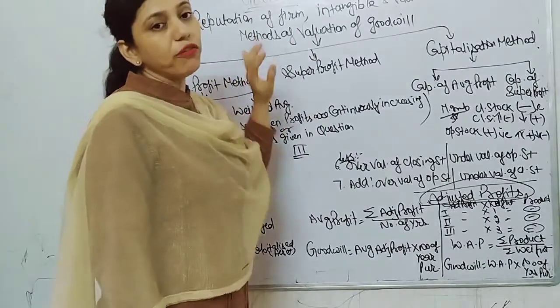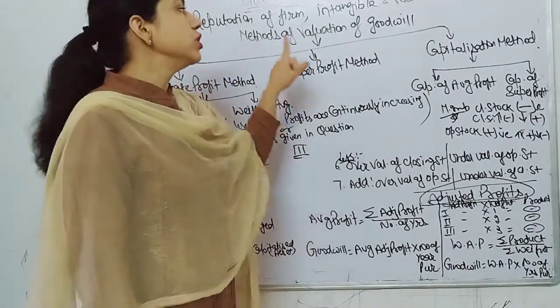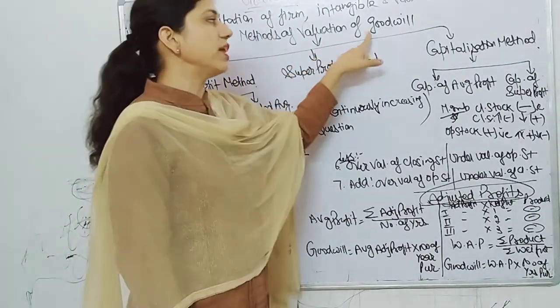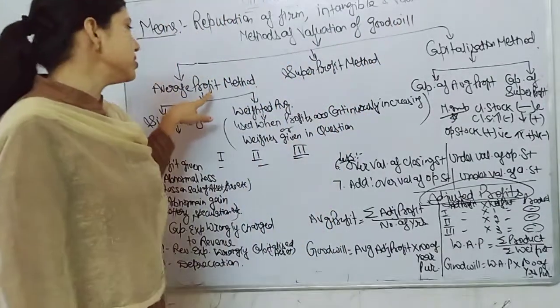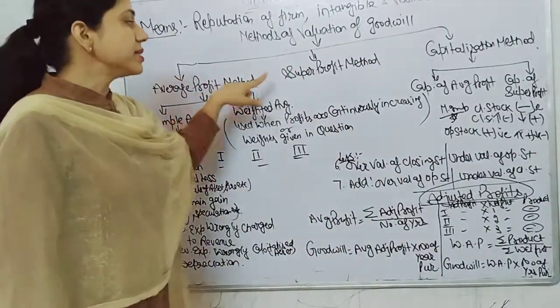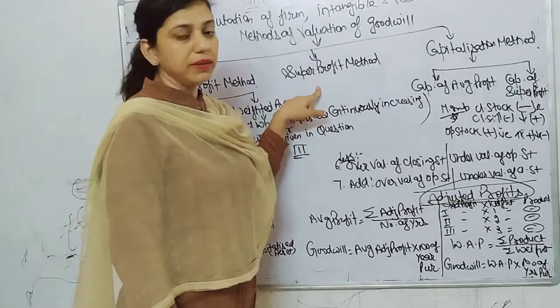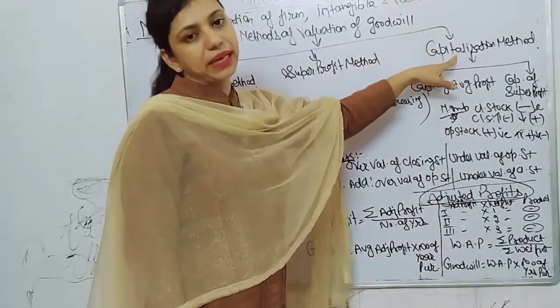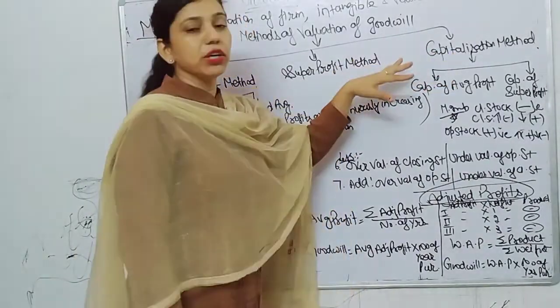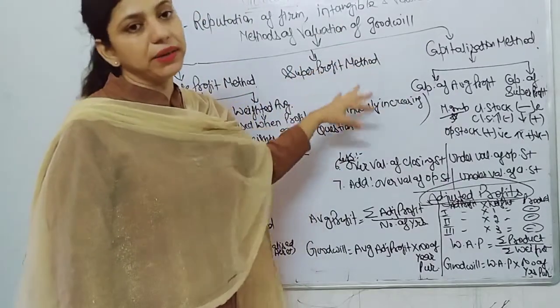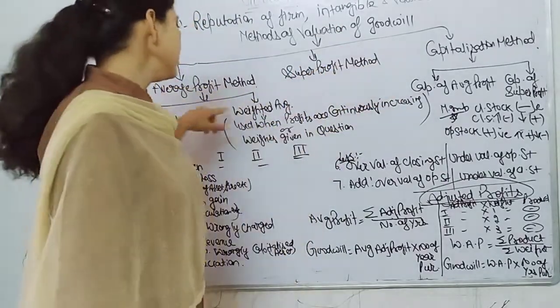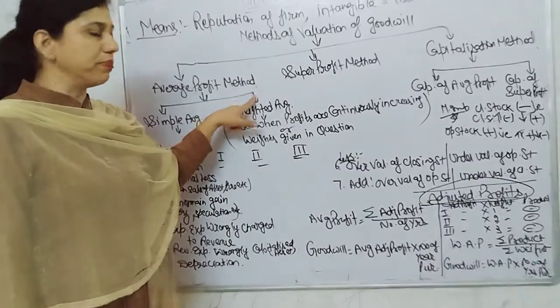Now how will we calculate the value of goodwill? We have 3 methods of valuation of goodwill. First is the average profit method, second is the super profit method, and the third is the capitalization method. In this video, I am going to discuss the complete details about this method. So first is the average profit method.